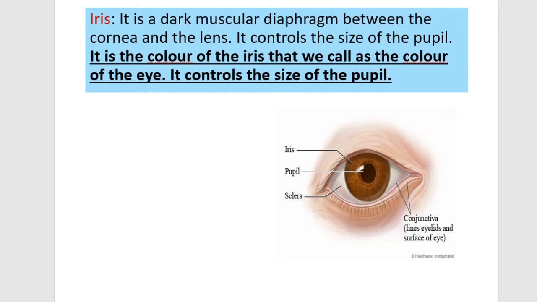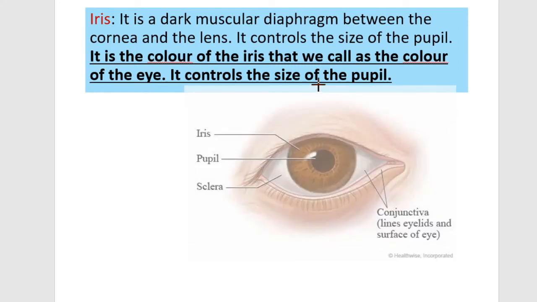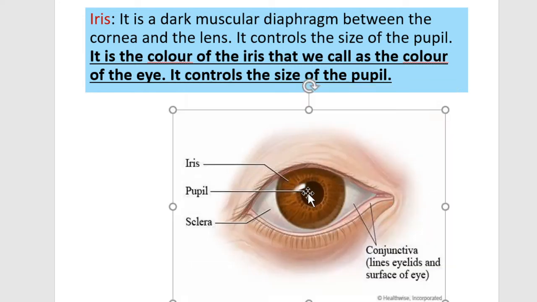Now this is how the iris looks like. I will enlarge this picture for you so that you are able to see it clearly. And what is iris? See, the center black dot that you all have in your eyes is called the pupil, right? Next to the pupil, this tissue-like structure that you see, which is in this case light brown in color, is what is called the iris.